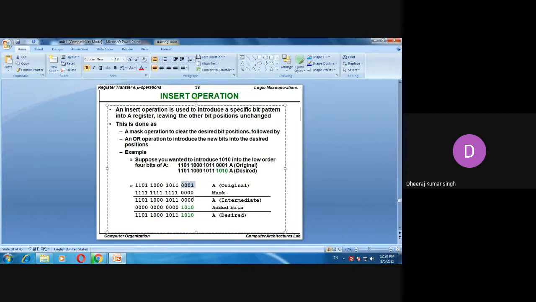First of all we have to apply the mask operation with the number A. How can we apply the mask operation onto the lower order bits? Here every bit is one, but we want to work on the lower order 4 bits. So we are masking the data of the lower order 4 bits.